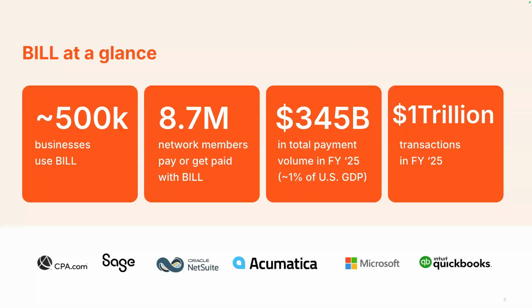So high level, Bill has around 500,000 customers today. On top of that, we also have around 8.7 million network members. These are vendors that are currently paying or getting paid through Bill.com. Last year, we sent around $345 billion in total payments, which is around 1% of the total US GDP. And we sent around $1 trillion in transactions last fiscal year. Biggest takeaway here is that we at Bill, we move a lot of money.